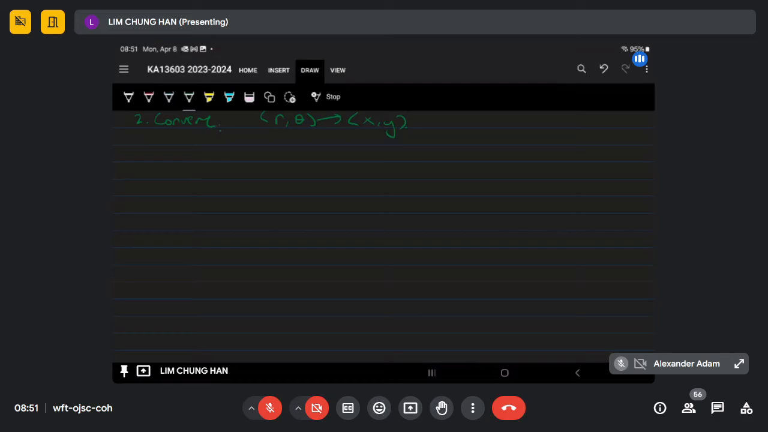So I know x is equal to r cos theta. I know y is equal to r sine theta. So r is what? 4, just now. Okay, 4 cos pi over 6, and y is 4 sine pi over 6. Okay, what is 4 cos pi over 6?